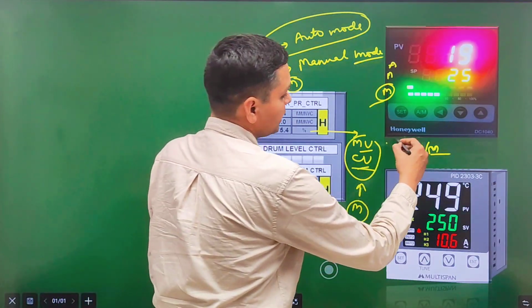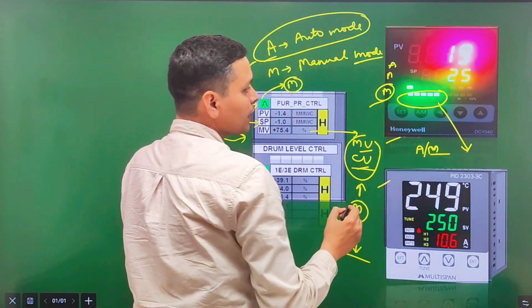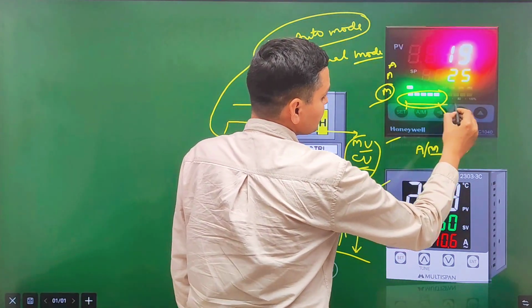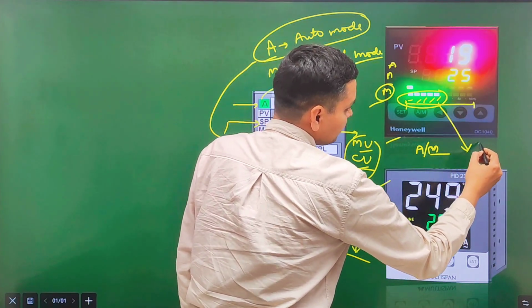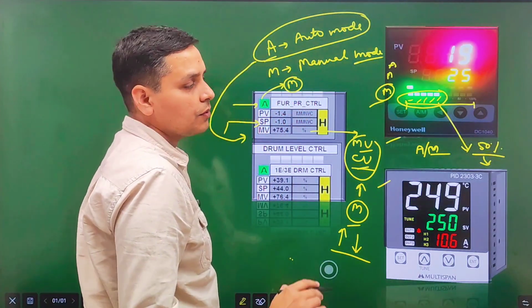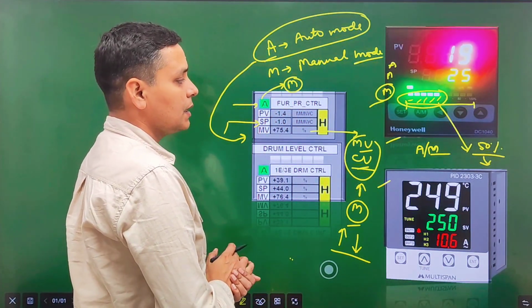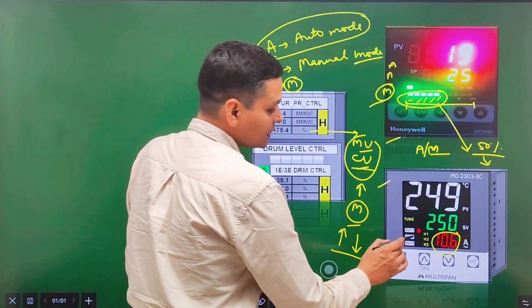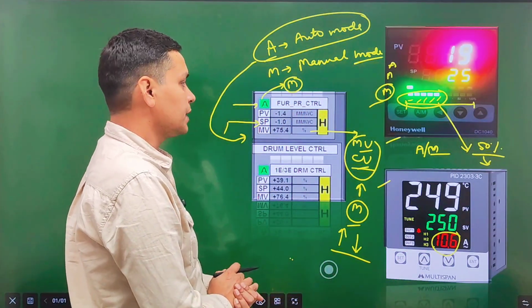In these types of PID controllers, you will find the output percentage is shown here. Here the percentage output is shown here: 10, 20, 30, 40, 50. That means 50% output is given to any control valve or to any motor to increase or decrease the RPM. Here 10.6% output is provided to any control valve or any motor.